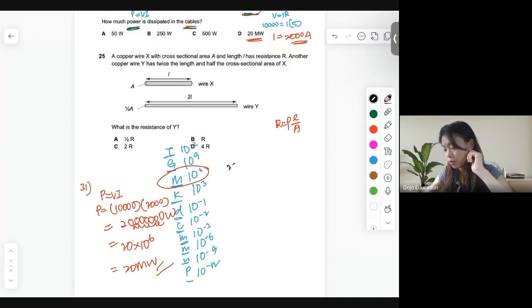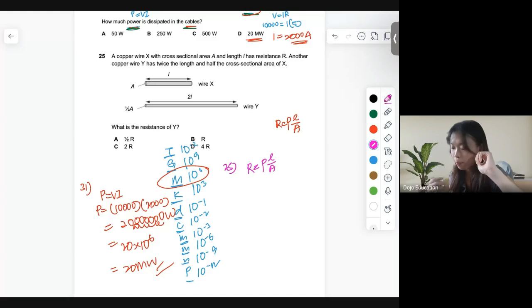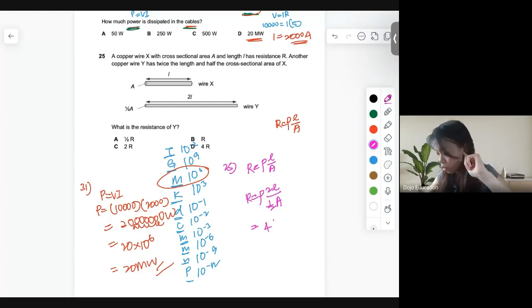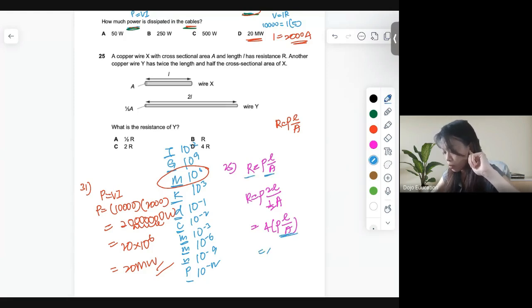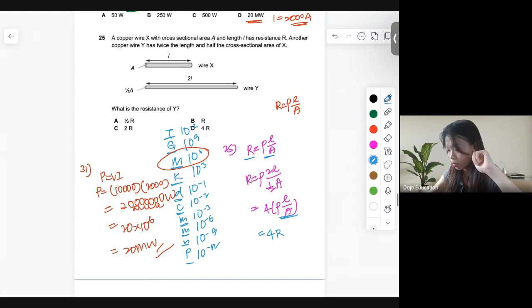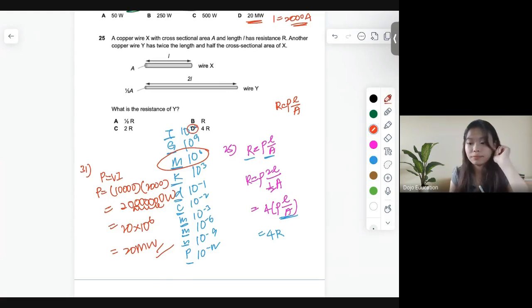Question 25 is quite straightforward, like just now. R equals rho L over A. My first copper wire has a cross-sectional area of A and a resistance of R. Another copper wire has twice the length, 2L, and half the cross-sectional area, so half A. Then 2 divided by half gives me 4. So it's 4 rho L over A. And because rho L over A equates to my R, it equals 4R. So my answer is D.